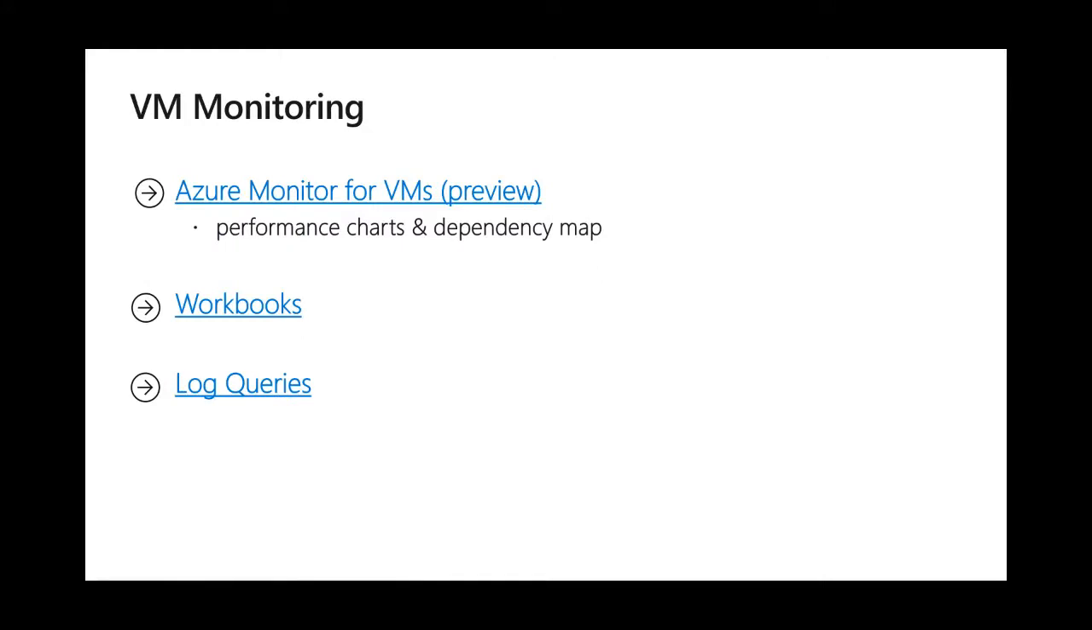I put here some links to give you an example of what type of information we are providing out of the box on the VM monitoring. You will see that you have performance charts and the dependency map to see that overview of how the VMs are interconnected. We have different workbooks. This is a link to the GitHub repository, with a bunch of workbooks that you can use, and it will provide an out-of-the-box dashboard.